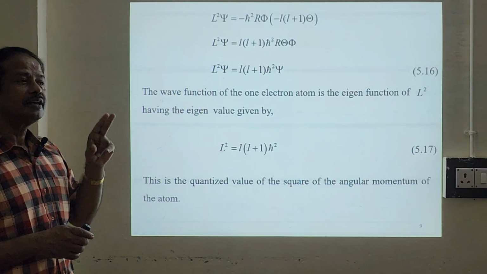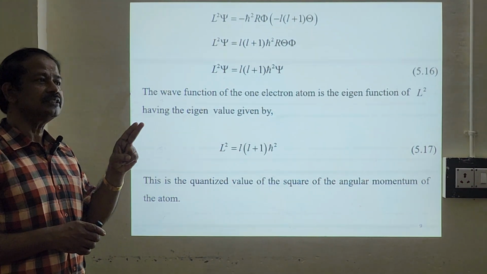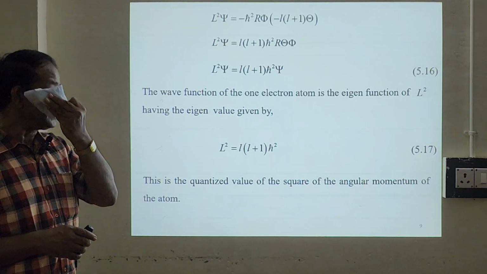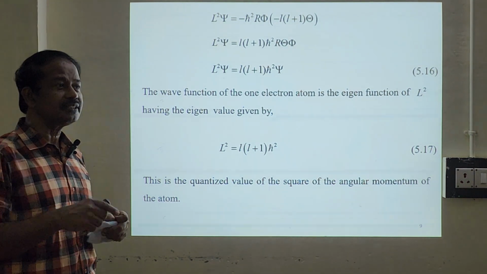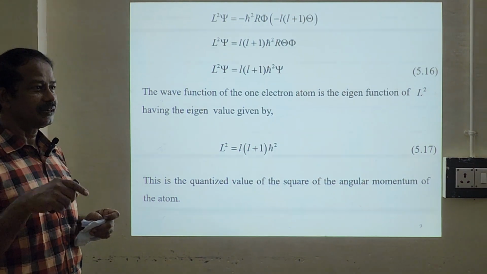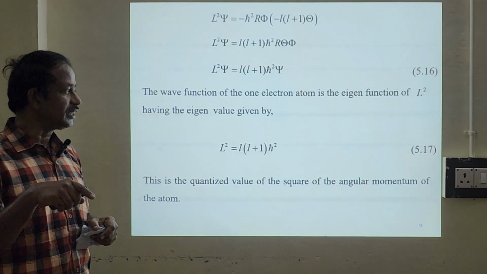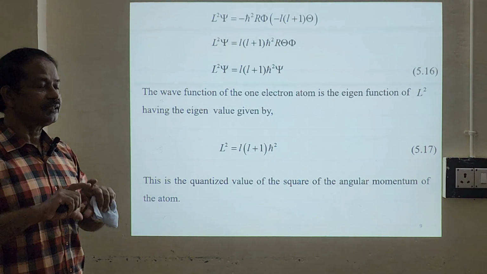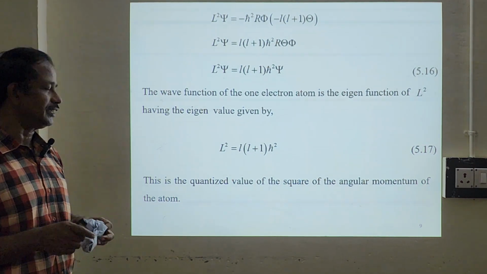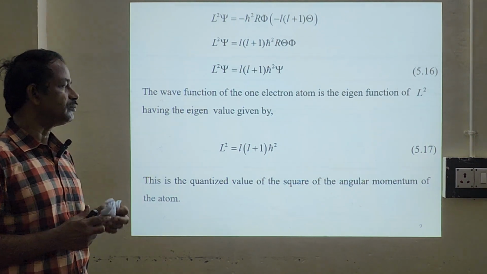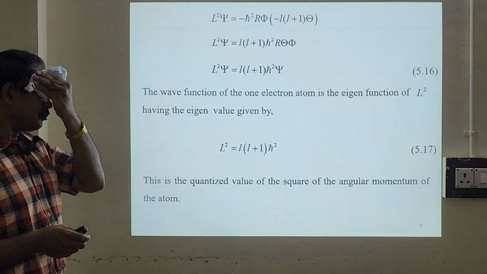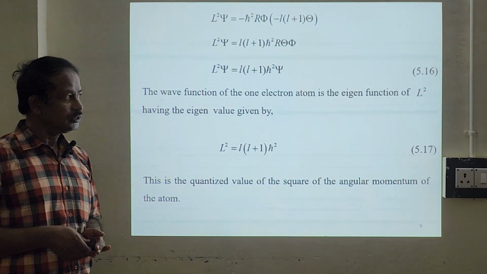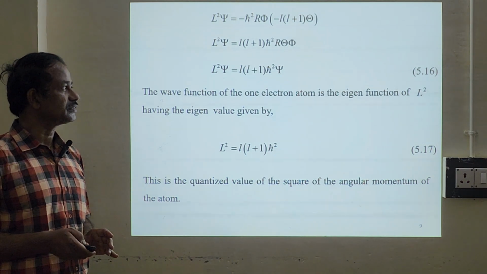So far we have seen two things: the eigenvalue expressions for L squared and Lz. Lz goes with ml h bar and L squared goes with L into L plus 1 h bar squared. Both are very important. We can say that they are quantized, so we will have only discrete values. This is the quantized value of the square of the angular momentum of the atom. Any doubt? These two expressions are very important.